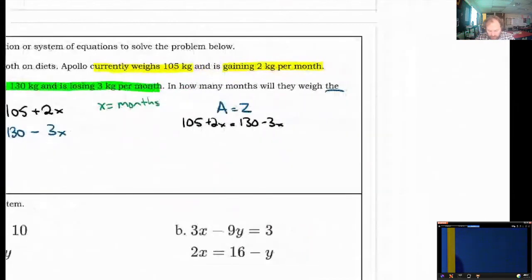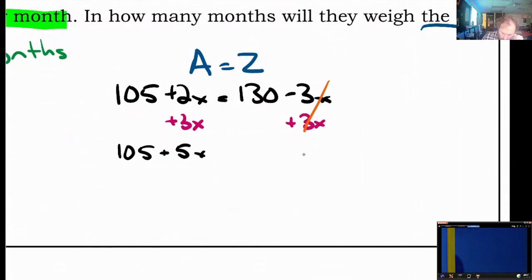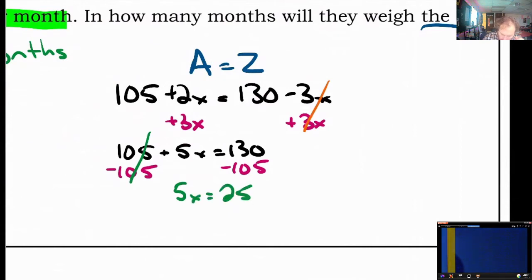And now we're just going to focus on solving this simple equation. Let's start by gathering all of the x terms on one side. We'll add the 3x to both sides, and that will cancel on the right. We'll have 105 plus 5x equals 130. Then we'll subtract the 105 from both sides. Gather all the numbers on one side. We have 5x equals 25. And that's a pretty easy answer. When you divide by 5, it's going to be 5 months.